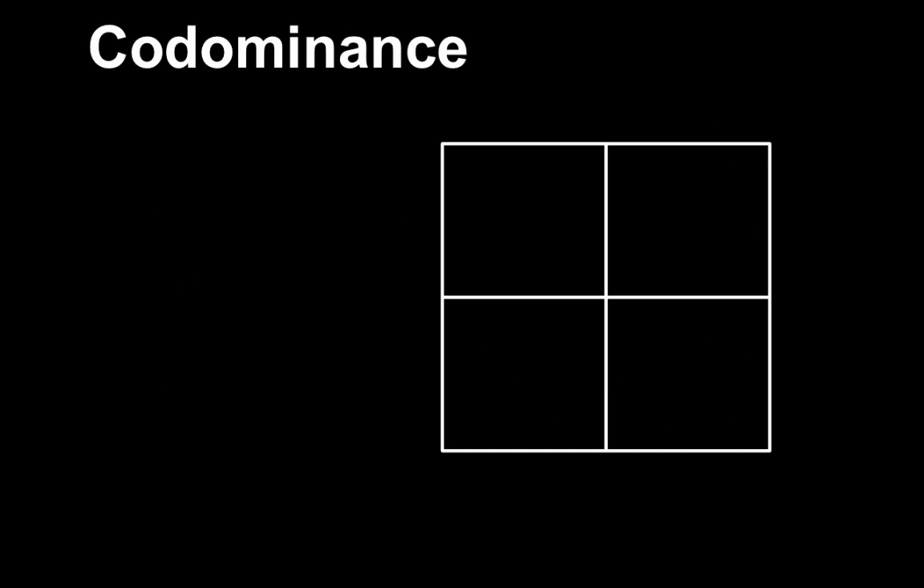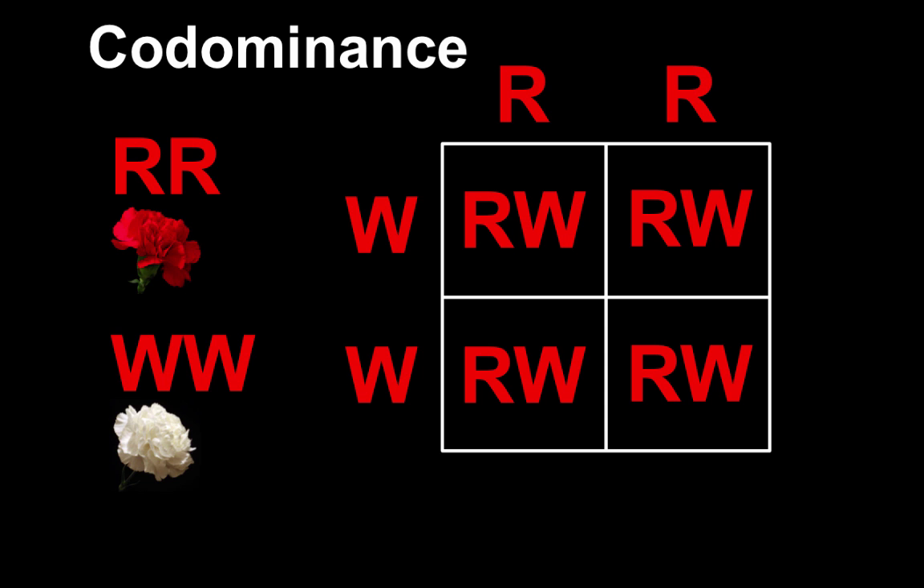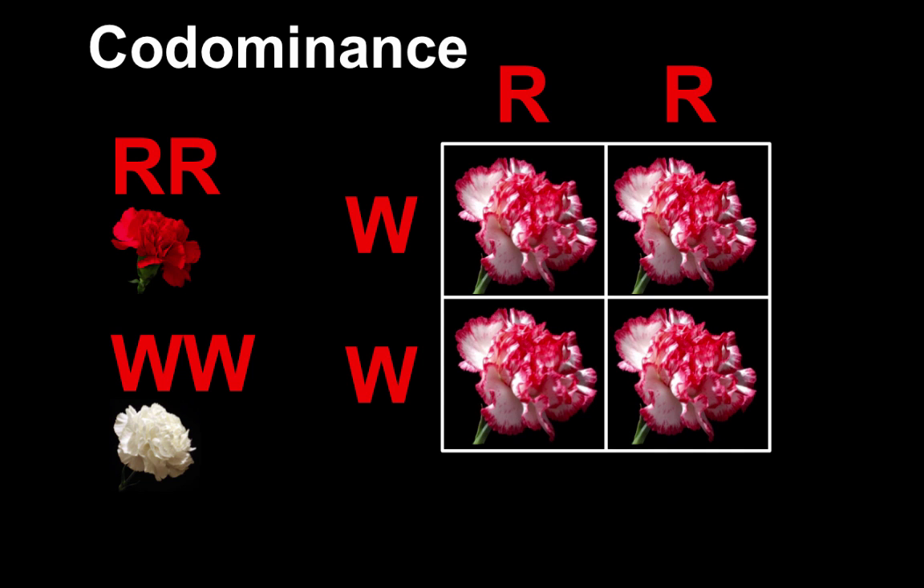And then finally for codominance, here's my red flower, here's my white flower. Set up the Punnett square exactly the same way. Again, all the offspring are going to be exactly the same, big R, big W. But instead of red, white, or pink, they're going to be red and white together. And that is just a basic comparison of how genotypes and phenotypes work with the four types of dominant inheritance patterns that we've talked about in this unit.